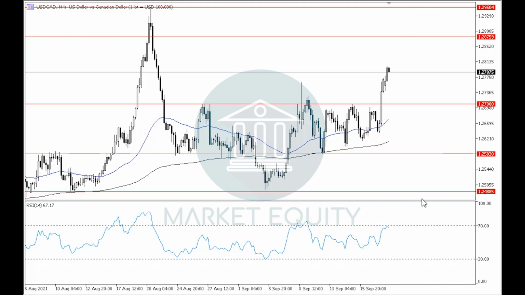If we notice the RSI indicator in the 4-hour time frame, then we can see that by moving around level 70 near the overbought area, it supports the probability of rebounding down off of around the current levels to correct before continuing with the uptrend in the 4-hour time frame. That was it for the US dollar versus the Canadian dollar.